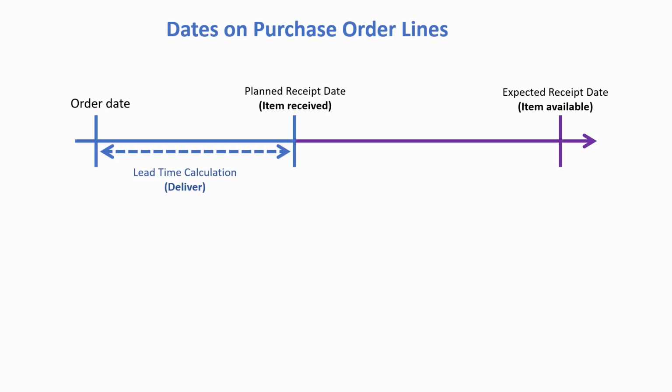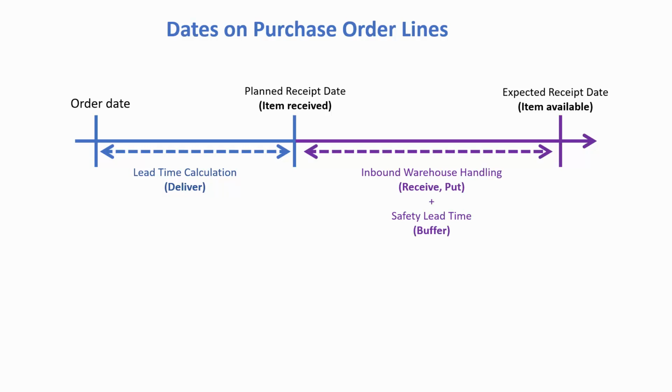Then we have the expected receipt date. That's when the items are available. So that will be the date where we are ready to pick and ship the items to our customers. The time between the planned receipt date, which is on the ramp, and the expected receipt date, we call the inbound warehouse handling time and the safety lead time.